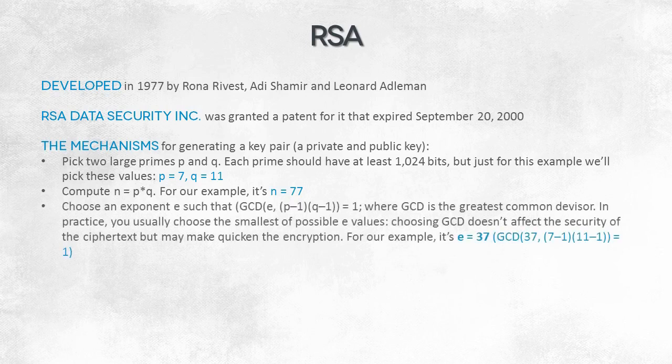The next step is to find an exponent e that satisfies an equation where the greatest common divisor of the exponent and the product of the two primes minus 1, (p minus 1) times (q minus 1), will be 1, as in the following formula. This equation has many solutions. In practice, the smallest found e is usually chosen. The value e has no bearing on the security of the ciphertext. The smaller it is, the faster the encryption will be.